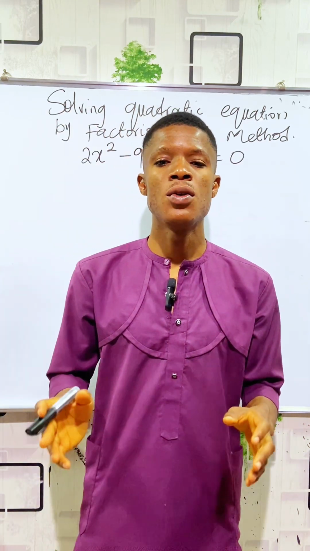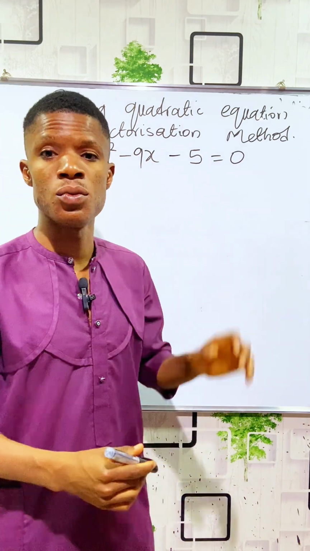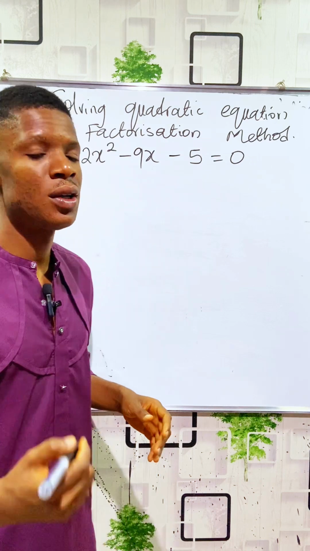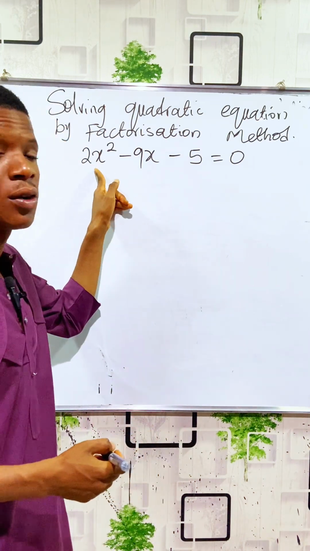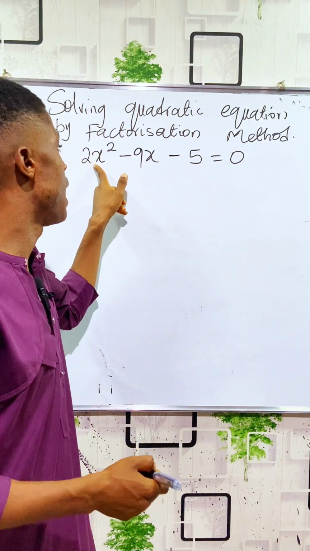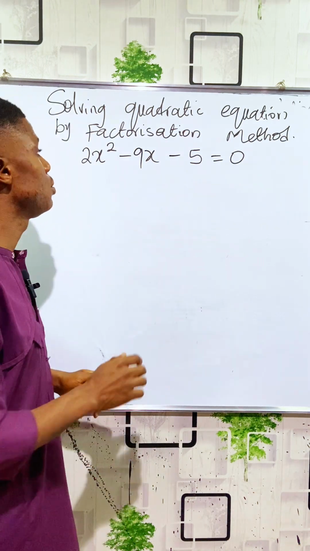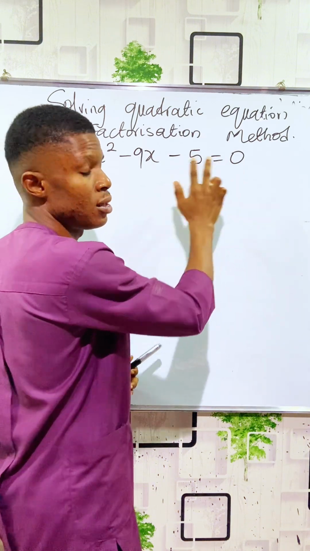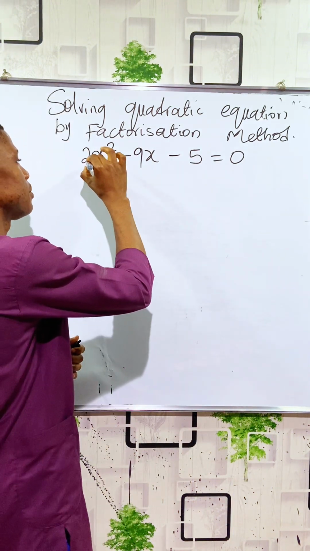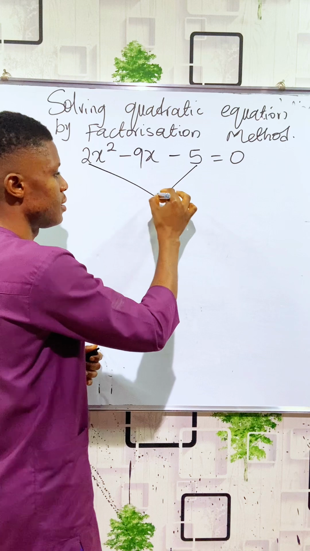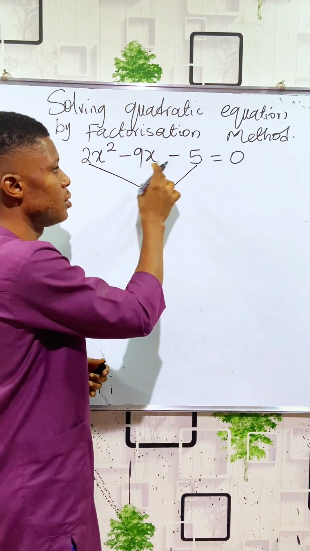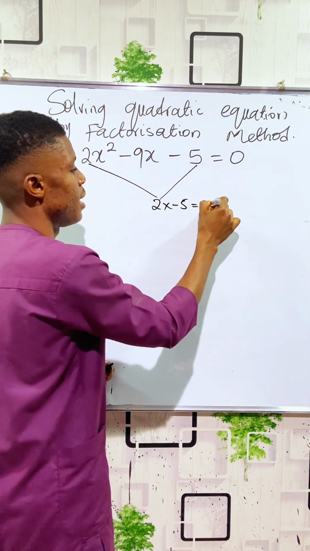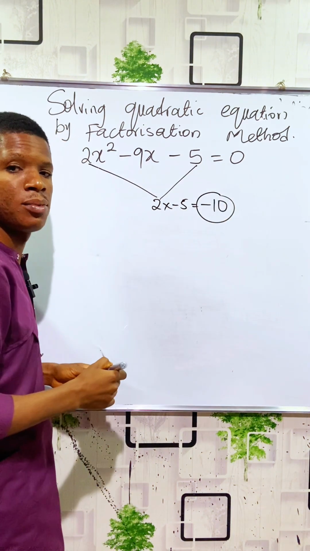In this video, we are going to learn how to solve quadratic equations by the factorization method. In this factorization, we understand how to solve when the leading coefficient is more than 1. Here I have 2. So the first thing you do when you have 2x squared minus 9x minus 5 equal to 0 is just to multiply the leading coefficient by the last term. The leading coefficient is 2, the last term is minus 5, and 2 times minus 5 is minus 10. So this is the first step to do.